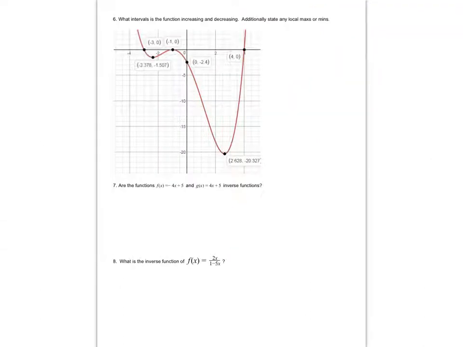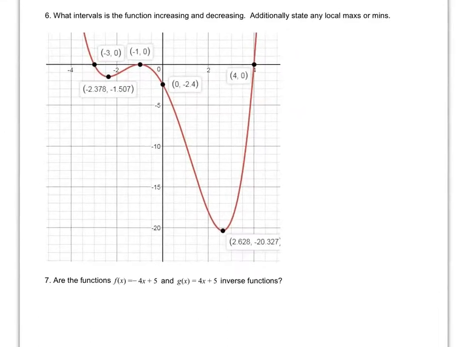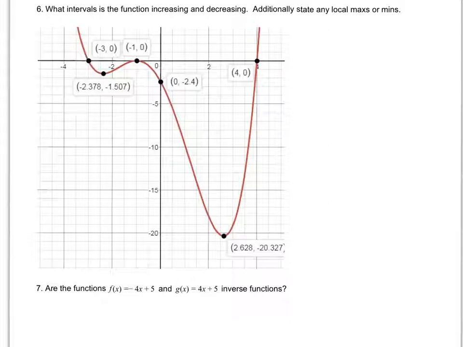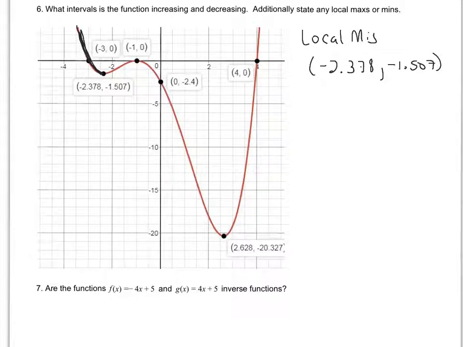Okay, so question 6 says, what intervals is the function increasing, decreasing? Additionally, state any local maxes or mins. Well, we can see the local mins. Let's just do the local mins first. The local mins are going to be the point where it goes from decreasing to increasing. So the graph is going down here, so that's a decreasing interval, and then it gets to that bottom point. So my first local min appears to be (negative 2.378, negative 1.507).